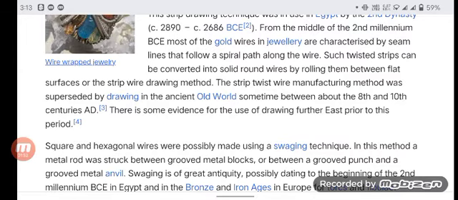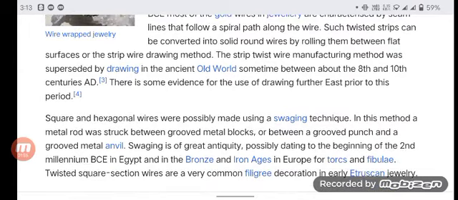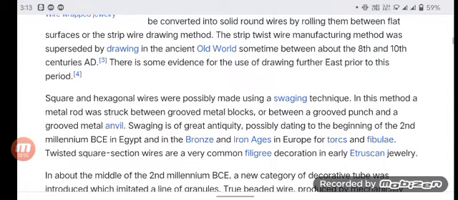superseded by drawing in the ancient Old World, sometime between about the 8th and 10th centuries. There is some evidence for the use of drawing further east prior to this period. Square and hexagonal wires were possibly made using a swaging technique.